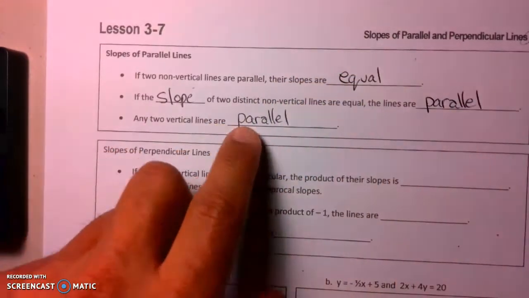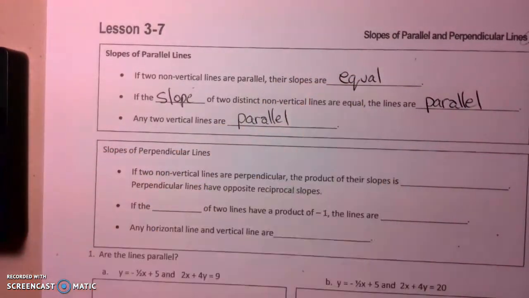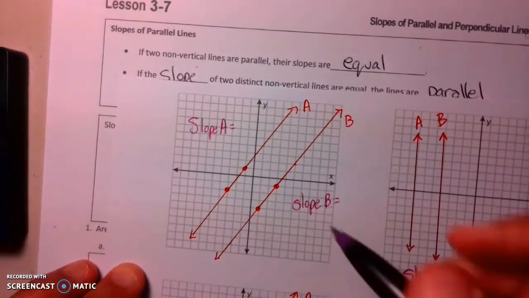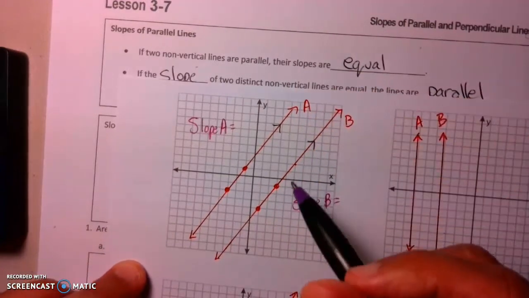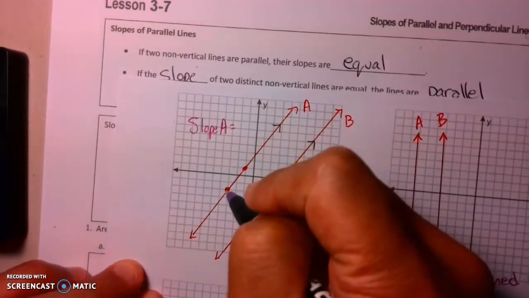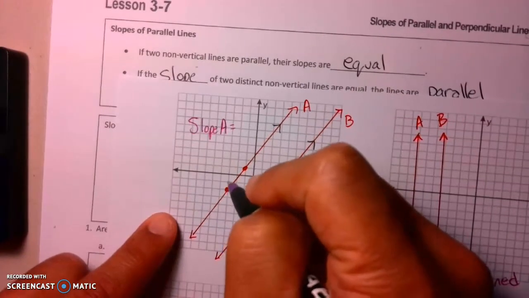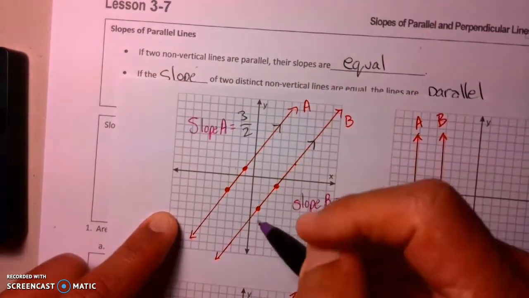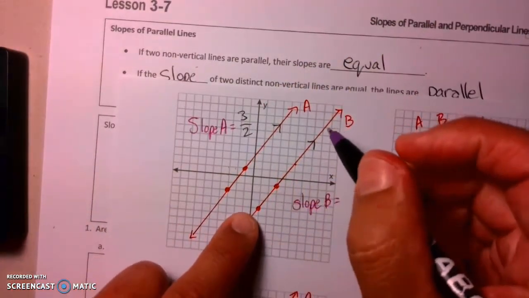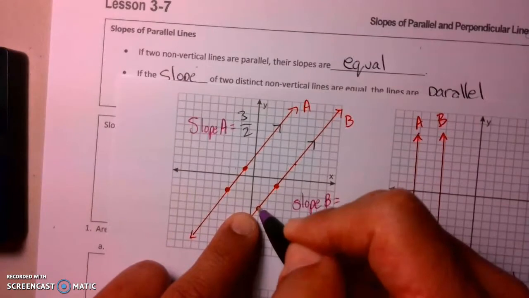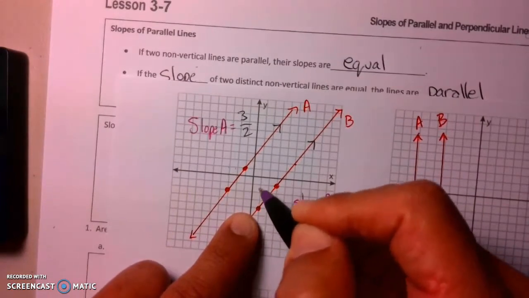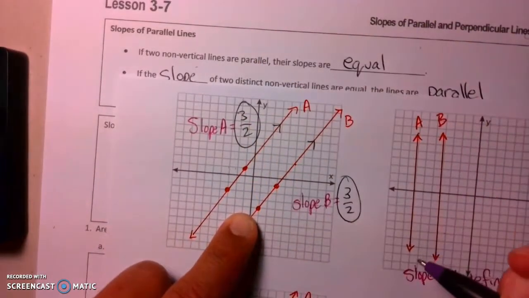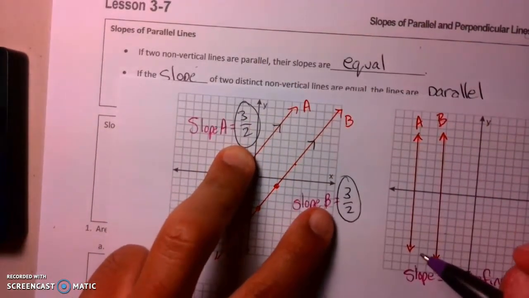So let's just see. Lines that are parallel will have equal slopes. So I've got a picture here, and basically these lines are parallel. They're never going to hit each other. And if I actually just count the slopes using this graph paper, the slope of A is 1, 2, 3 up, 1, 2 across, 3 over 2. So that means this slope should also be the same, 3 over 2, thus making them parallel. So from this point to this point, it goes up 1, 2, 3, across 2. 3 up, 2 across. So those lines have the same slope number, so that's why they're parallel.